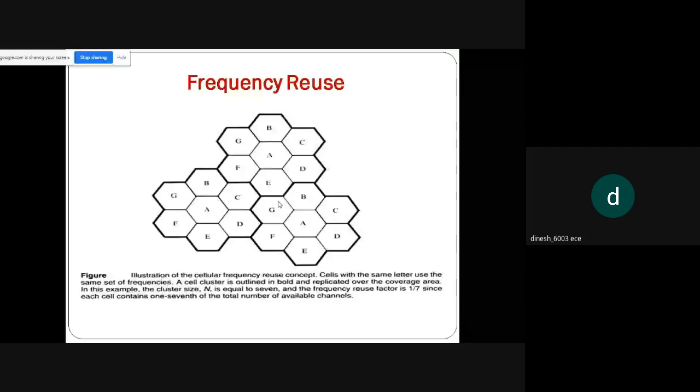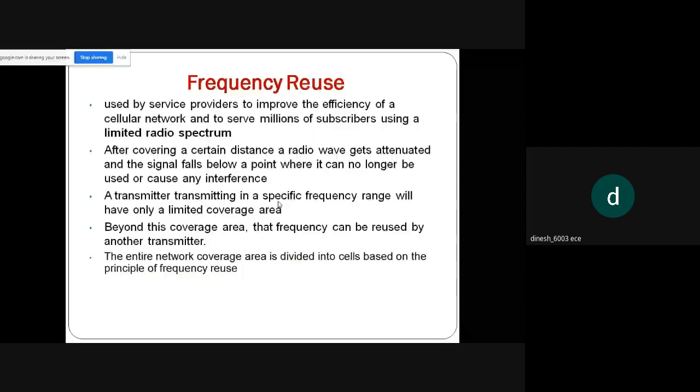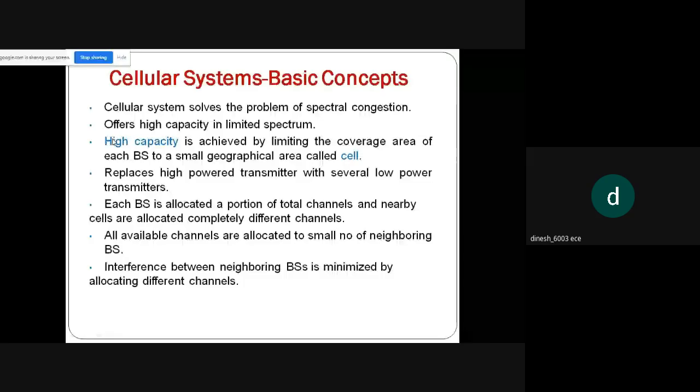So here interference is being neglected, frequency is used efficiently, which is our main objective of the cellular system. So the high capacity is achieved, whereas interference is also minimized. You can see that interference between neighboring base stations is minimized by allocating different channels.